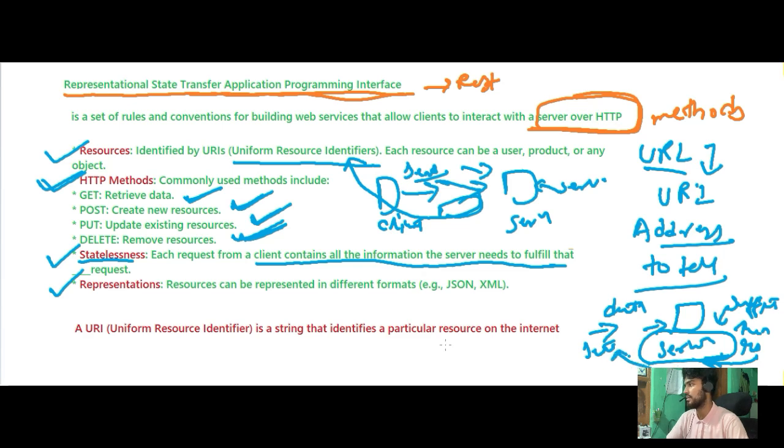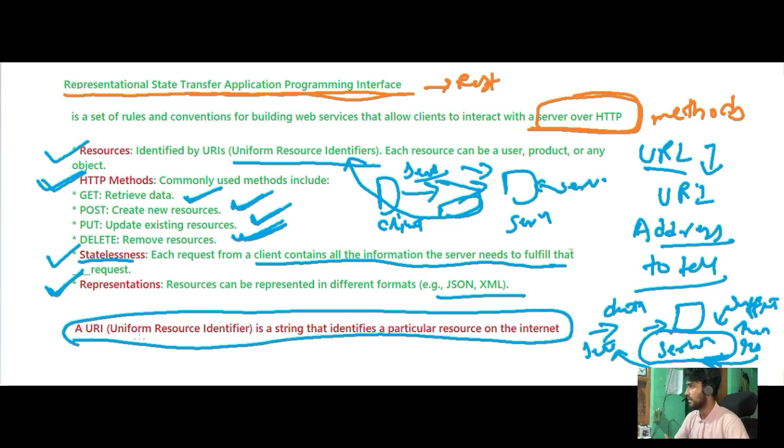Okay, now representations. If the client is sending some data from the client to the server, how can we do that using different formats like JSON or XML. In the next video we will understand what JSON is and the difference between JSON and XML. Okay, URI, I've already told you what a URI is. Now we understood what REST API is, what API is, and how we can form the URI. And URL is a part of URI.